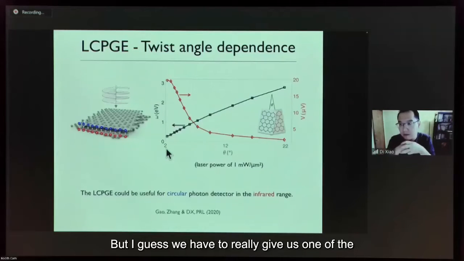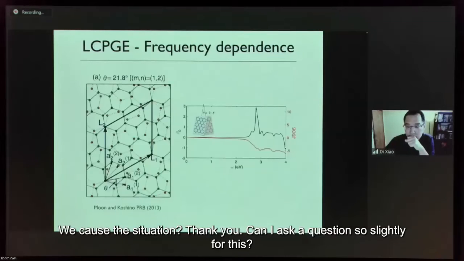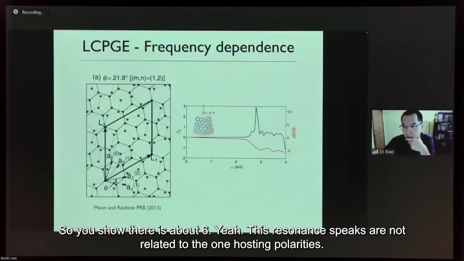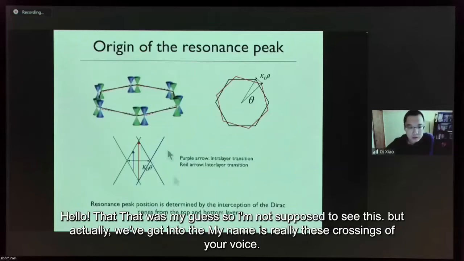Thank you. Can I ask another question? Sure. So on the slide before this, you showed the resonance peaks. I just want to make sure I fully understood what you said. These resonance peaks are not related to the Van Hove singularities you have in the bands? No, that was my guess when I first saw this, but when we actually get into the band structure, it's a crossing of the Dirac points. Meaning the resonance is the crossing of the Dirac points? Yeah, basically this is the resonance.